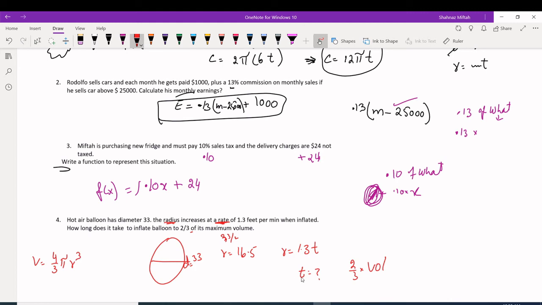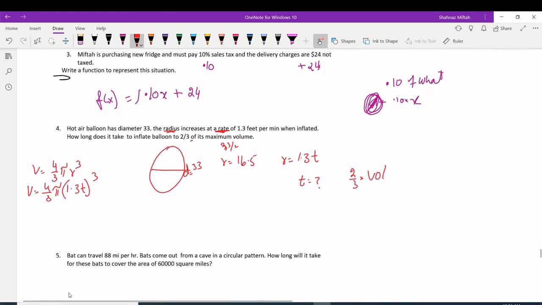The question is asking to find the t. If I plug in that t here, V equals 4/3 pi times (1.3t) cubed, right? Now, you do understand that I cannot find this t unless I have the volume. They are really asking that 2/3 of the volume is given. It means I have to find the volume first, then we multiply with 2/3. That will be our volume of this one. Then we can find t.